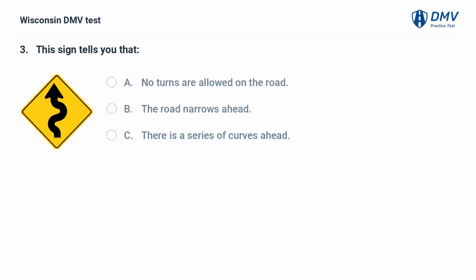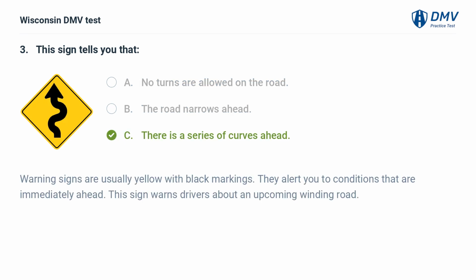This sign tells you that A. No turns are allowed on the road. B. The road narrows ahead. C. There is a series of curves ahead. Warning signs are usually yellow with black markings. They alert you to conditions that are immediately ahead. This sign warns drivers about an upcoming winding road.